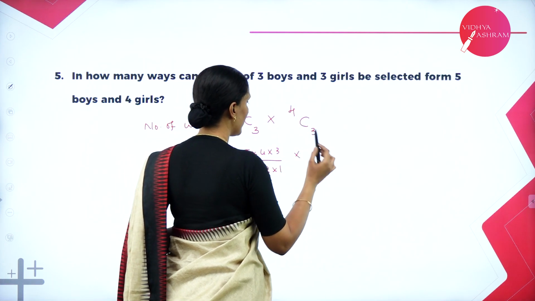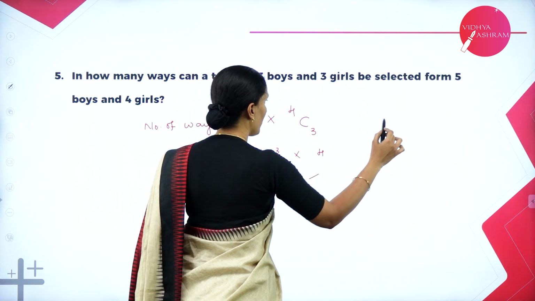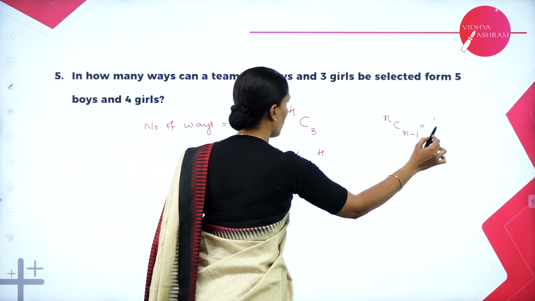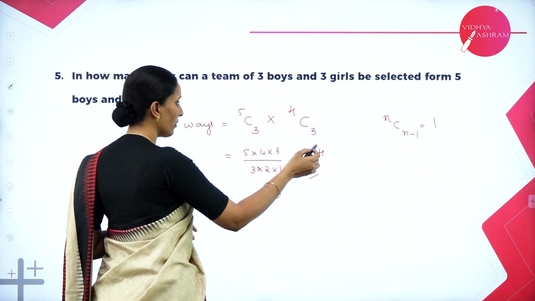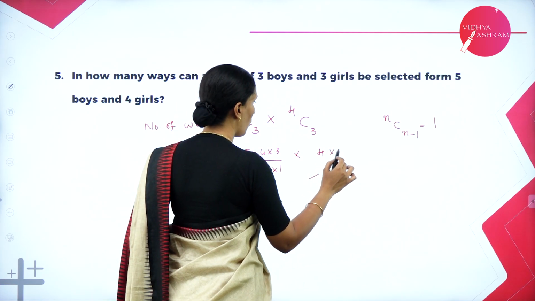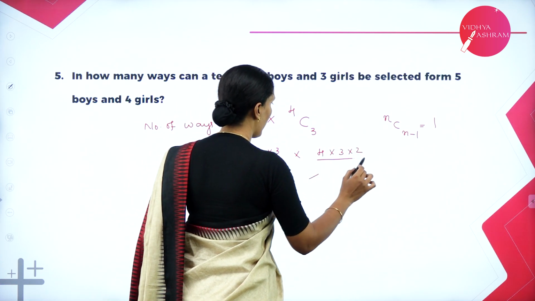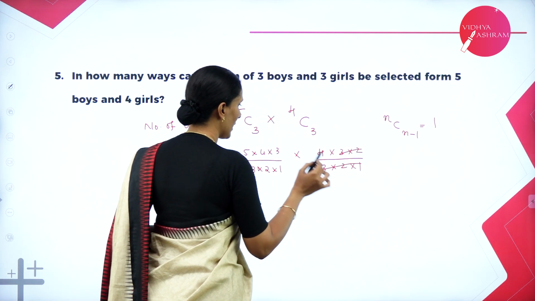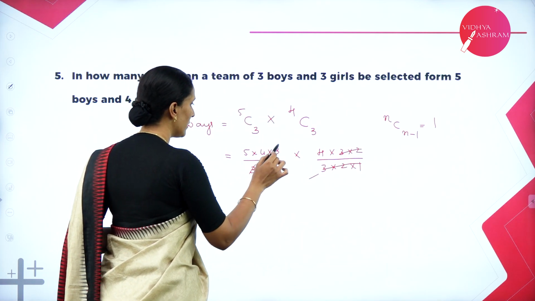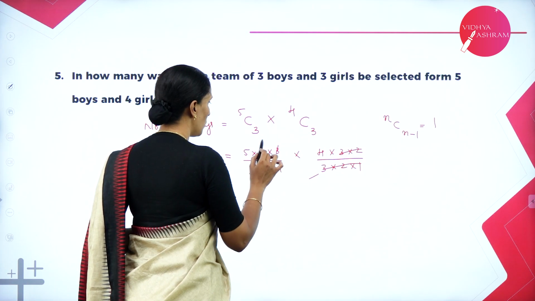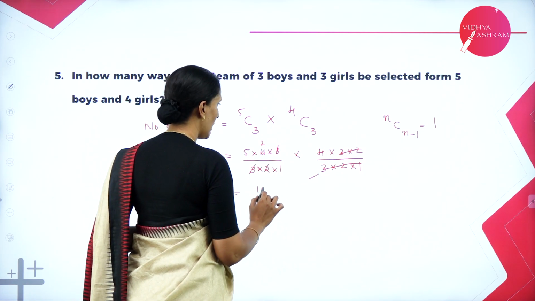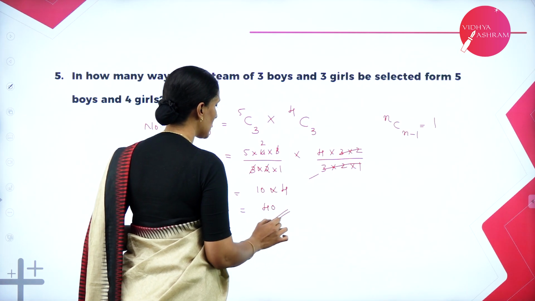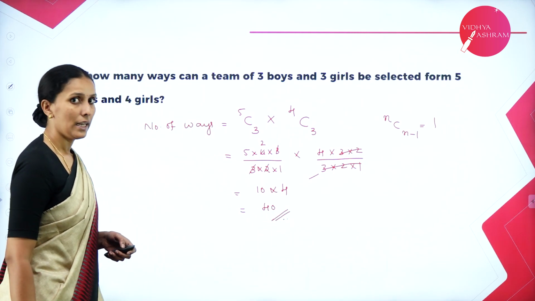And this 4C3 can be directly written as 4 because we know that NC n minus 1 can be written as n. So if you want to express this using the formula, we can also write this as 4 into 3 into 2 divided by 3 into 2 into 1, which gets cancelled anyhow. So here 3 cancels, 2 ones are 2, 5 twos are 10, into 4. So there are 40 ways of selecting the boys and girls.